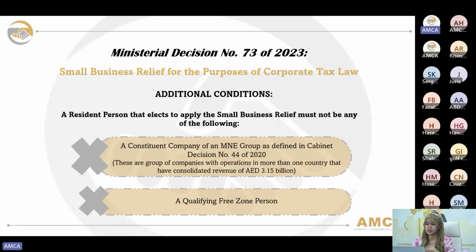Aside from those three conditions, there are other additional conditions that have to be met in order for a person to elect to apply for the small business relief. So a resident person must not be a constituent company of an MNE group as defined in Cabinet Decision number 44 of 2020. So these are groups of companies with operations in more than one country that have consolidated revenue of 3.15 billion AED. Further to that, a qualifying free zone person will also not be qualified to elect for the small business relief.